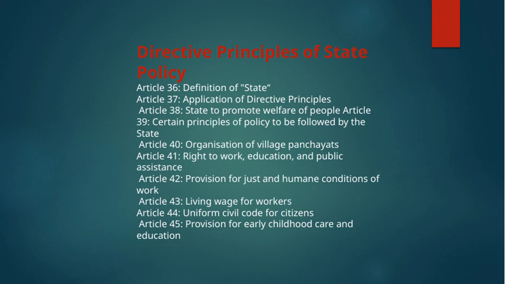Article 44 introduces the idea of a uniform civil code for all citizens, aiming for consistency and equality in personal laws, regardless of religion or community. Finally, Article 45 highlights the need for early childhood care and education, recognizing that investing in young children is key to building a strong, healthy society. Overall, these principles serve as a moral compass for the government, guiding policies that aim for social justice, equality, and overall welfare, core themes that underpin our constitutional framework.